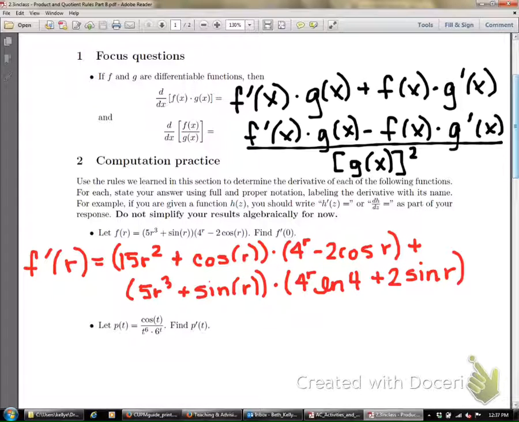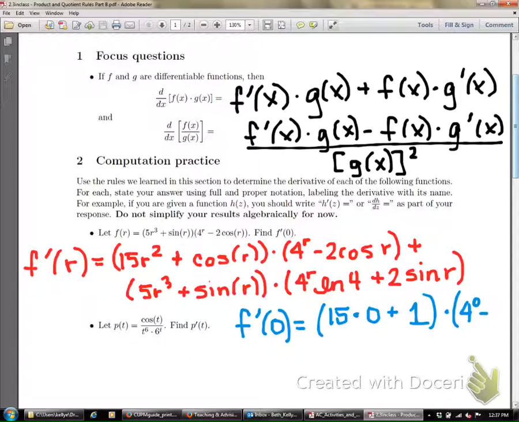Now we need to find f prime of 0, which amounts to everywhere there's an r, we're going to input 0. So where am I going to put this? f prime of 0 equals 15 times 0 plus cosine of 0. What's cosine of 0? It is 1, times 4 to the 0 minus 2 cosine of 0, which is 2 times 1, plus 5 times 0 cubed plus sine of 0. Sine of 0 is 0.